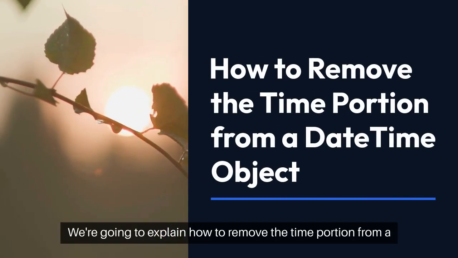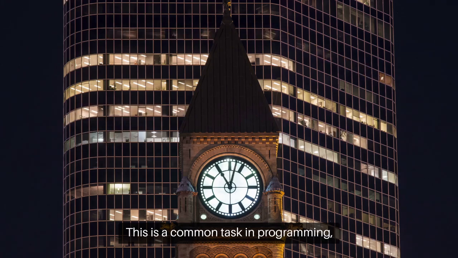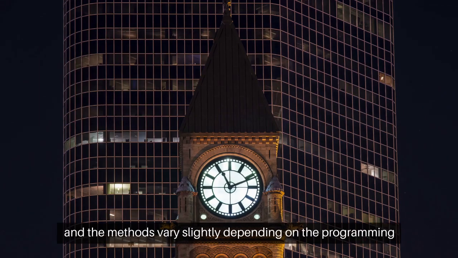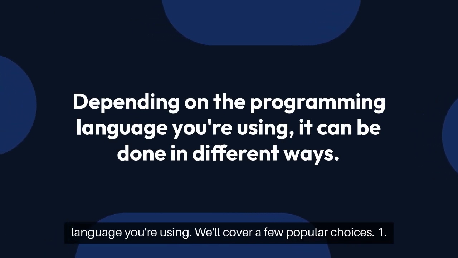We're going to explain how to remove the time portion from a DateTime object, leaving only the date. This is a common task in programming, and the methods vary slightly depending on the programming language you're using. We'll cover a few popular choices.